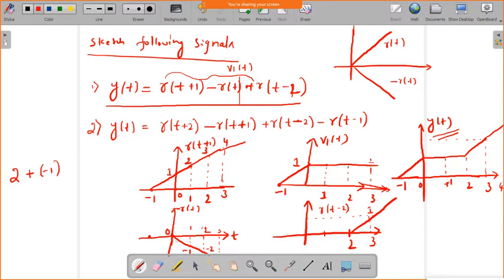Okay, it is already minus r of t. This signal is already minus r of t. That means if I add this signal to r of t plus 1, then you will get v1 of t. So we are adding this value and this value, and it is already reflected here.